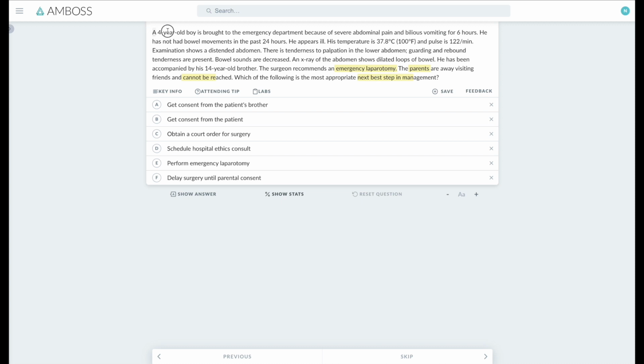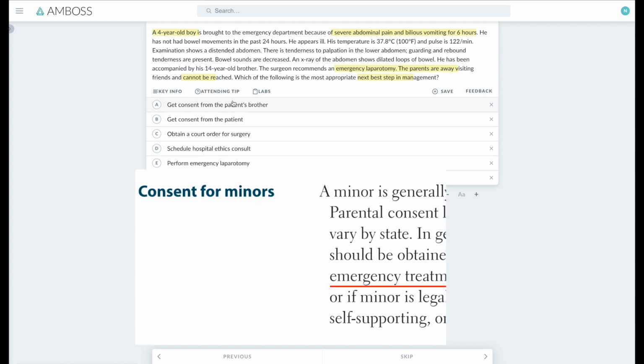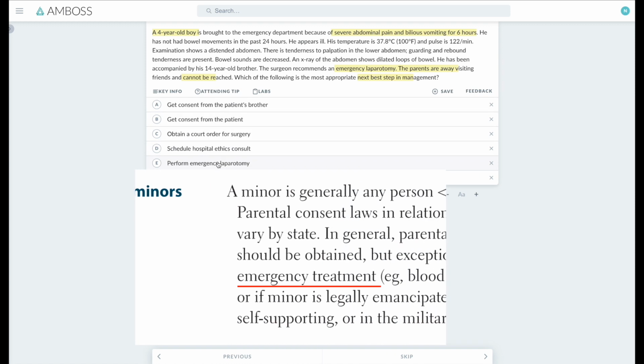So I'm gonna read. A 4-year-old boy is brought to the ER because of severe abdominal pain and bilious vomiting for 6 hours. Don't continue. Abdominal pain and bilious vomiting for 6 hours. The surgeon says he recommends an emergency laparotomy. You read that first, right? The parents are away, so you can't take their consent. What's the best next step? That's essentially what the question wants, no matter how much fluff they keep throwing in. So, because it's an emergency in a child or in anybody, you don't need parents' consent. And so, I'm gonna choose perform emergency laparotomy.